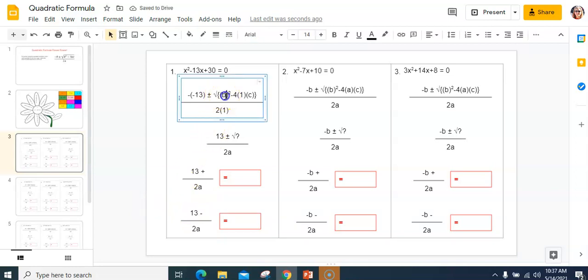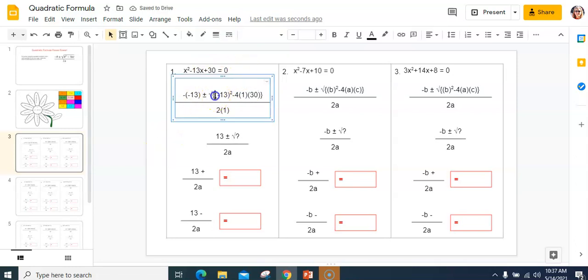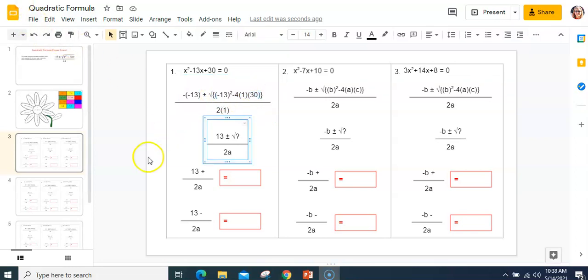Now I'm going to replace this b with a negative 13. Stretch it out when that happens. I'm going to replace the c with 30. All right, so stop the video because I want you to go find out what this answer is. Do not square root it yet. So let's find out what parentheses, negative 13 inside with a square on the outside, minus 4 times 1 times 30 is. If you type this in correctly, you get 49.